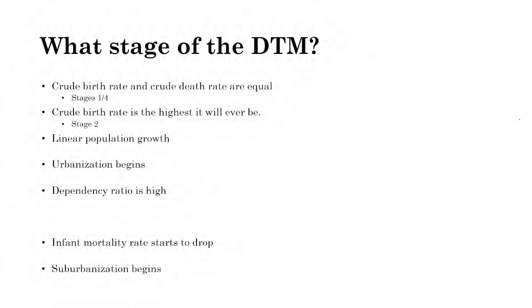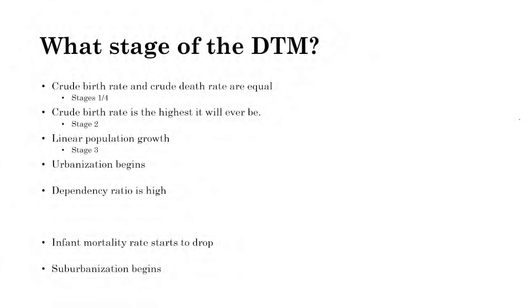That's in stage 2, and that's when we see our exponential population growth. Linear population growth is in stage 3. We start to see the population level out in stage 4, and then it declines in stage 5. So stage 4 and stage 1, very low population growth. Stage 2, exponential population growth. Stage 3, linear population growth. Stage 5, declining population growth.